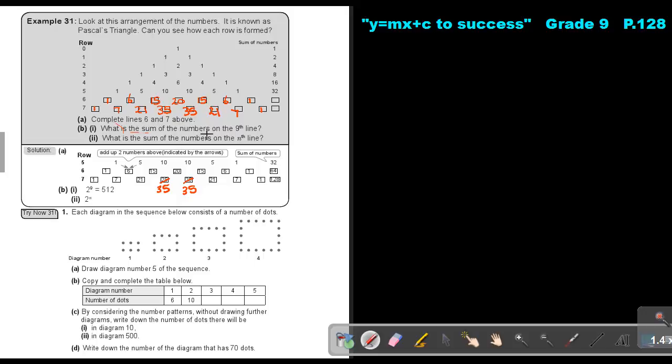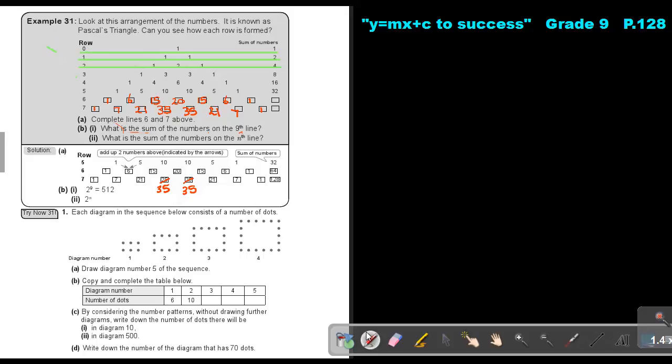What is the sum of the numbers in the 9th line? Okay, we'll just check here. It's 1, 2, 4, 8, 16. So just compare it like this. We just want to find the rows. So 1 times 2 is 2. 2 times 2 is 4. So basically it's going to be 2 to the, it's rather going to be like this.